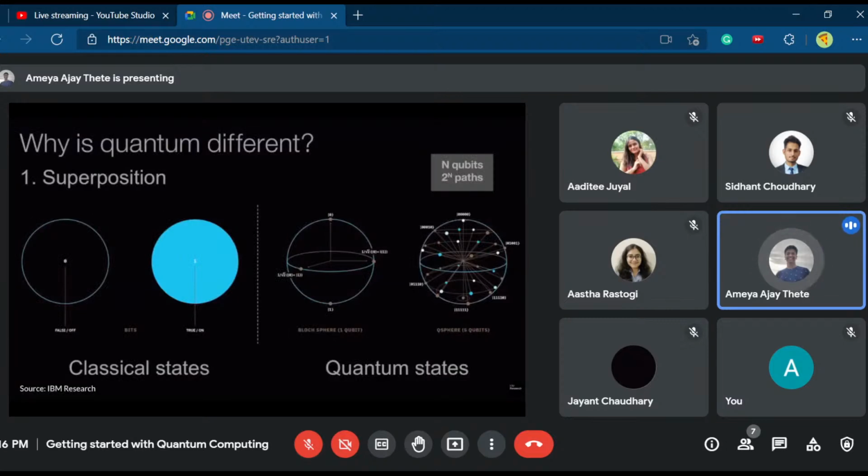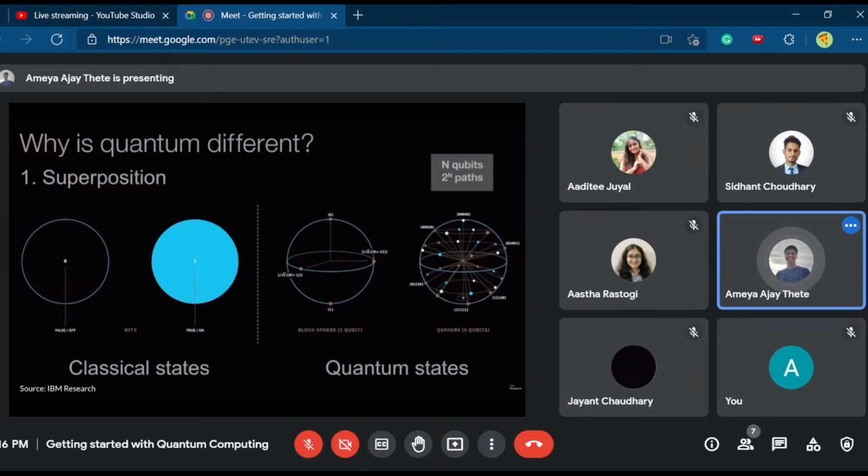Next, I actually have a slide from IBM Research that makes this distinction more clear. On the left hand side, you have a classical bit. It can take two discrete values, a false or zero or off state, or a true or one or on state. That is pretty much evident here. An on state is filled in with the color blue and an off state is just black. But on the right hand side, you have how you represent a qubit in quantum computing. That sphere which you see is something called a Bloch sphere. Think of it as a sphere of unit radius in 3D space, and qubits are actually points that lie on the surface of the sphere.